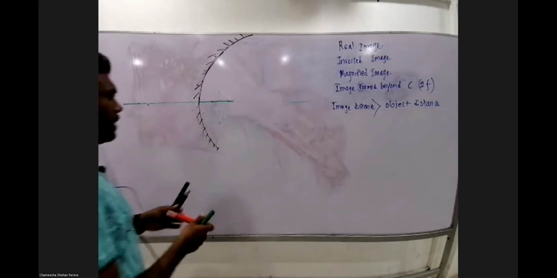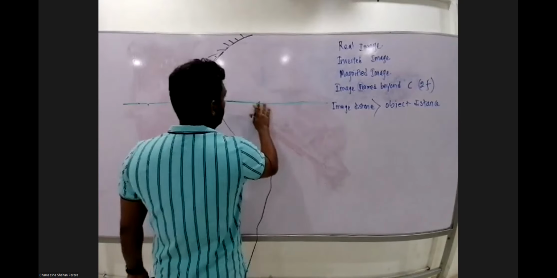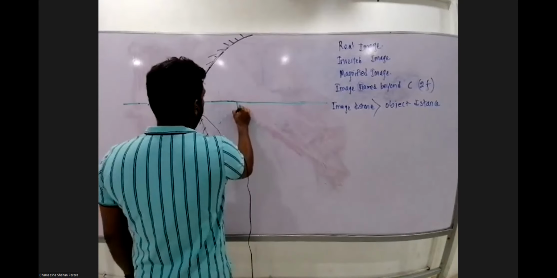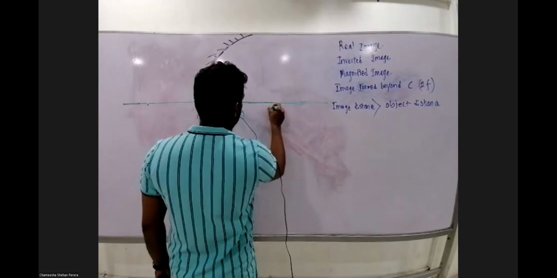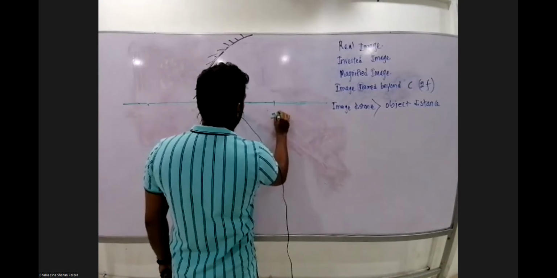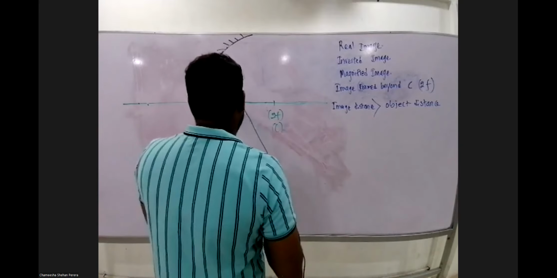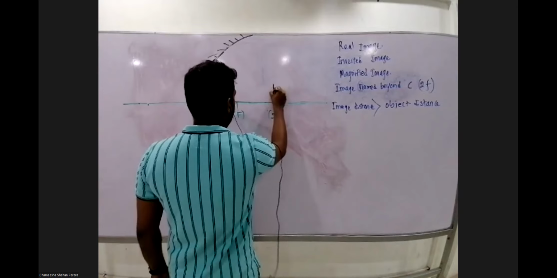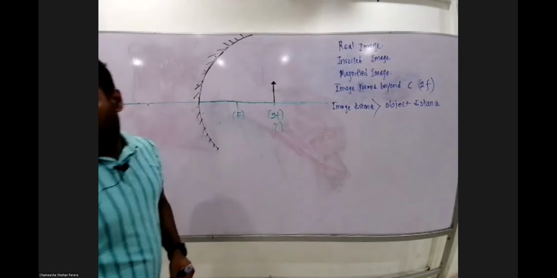Right, we have the principal axis. Okay, principal axis. F is here, 2F is here. Again, you have a center of curvature. Then, place an object at the center of curvature.